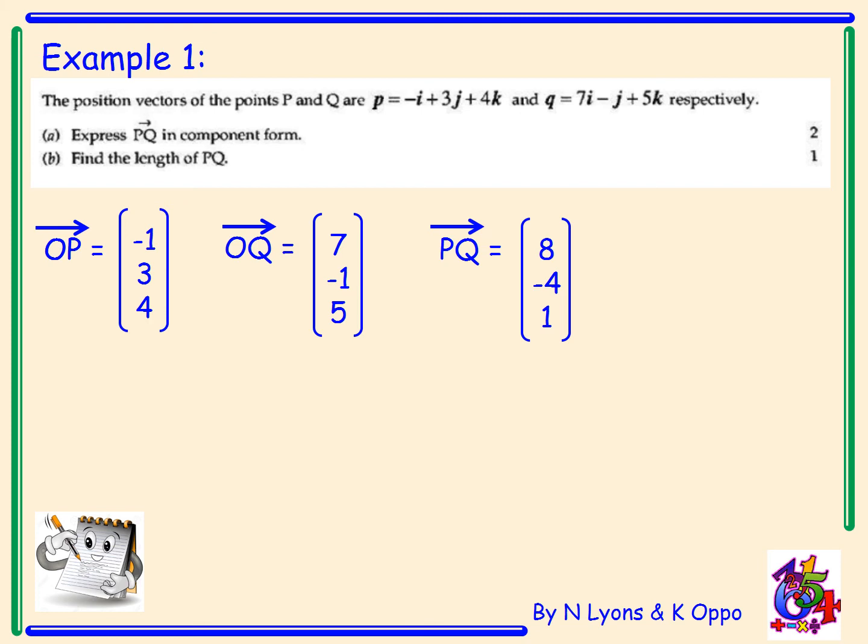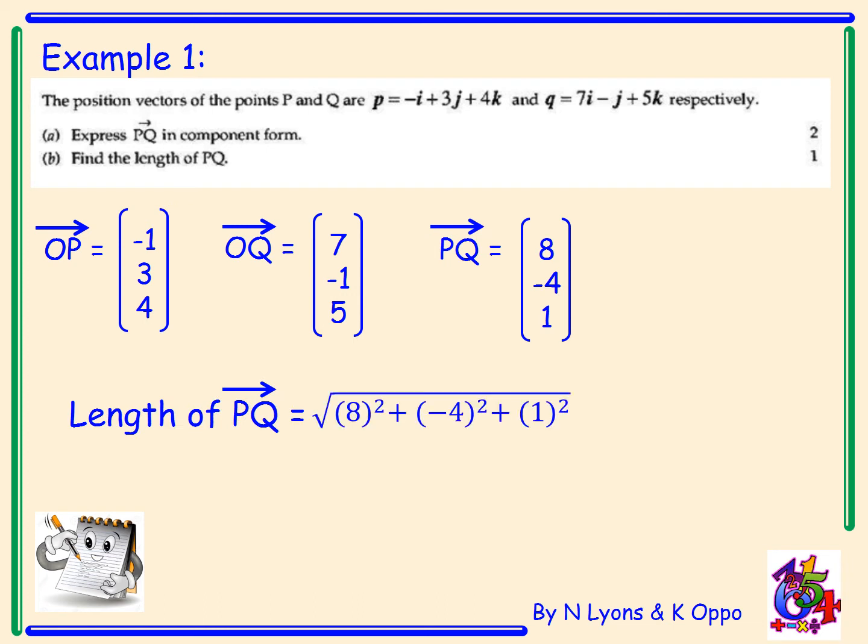That's worth 2 marks. Now we have to get on to part B to find the length of this vector PQ. So to find the length again, remember, all we're going to do is take all the components, square them, add them, and take the square root. Now careful, for the marks in the exam, you have to write it all out.